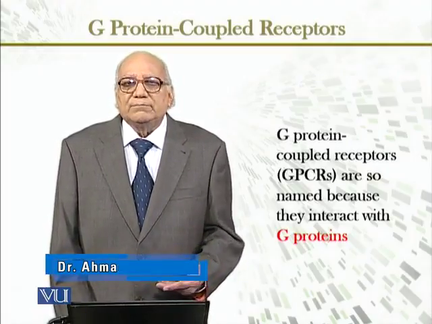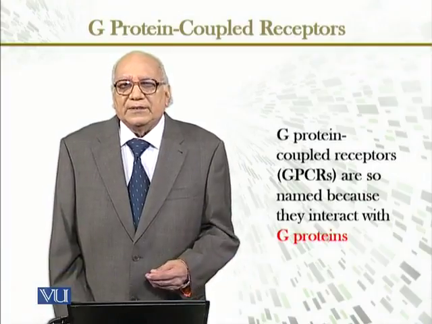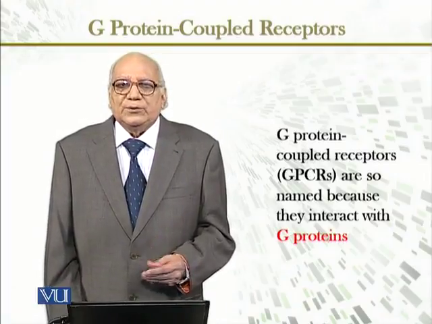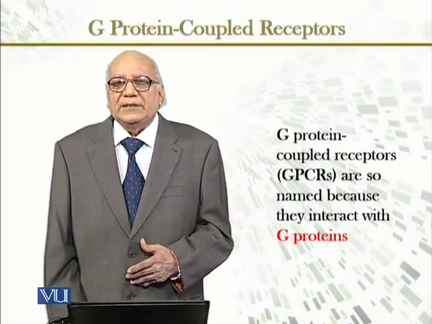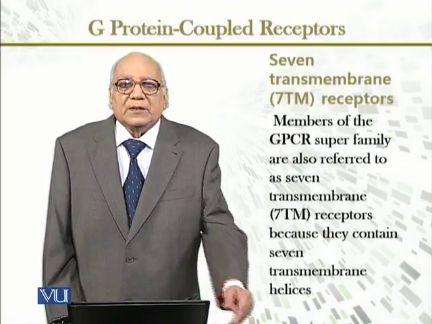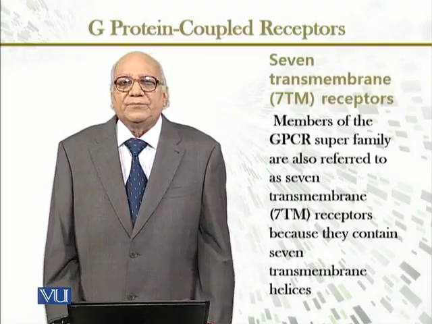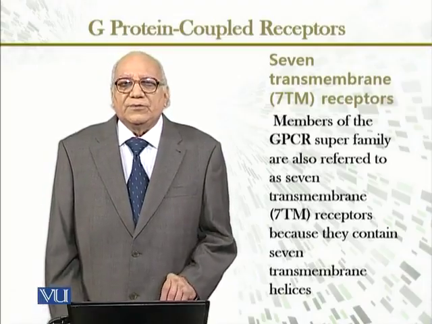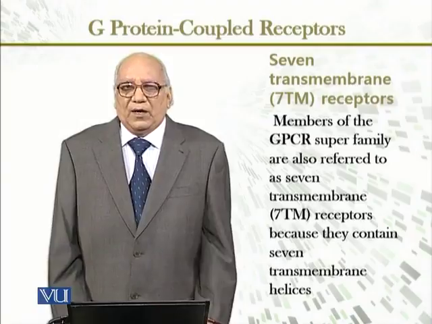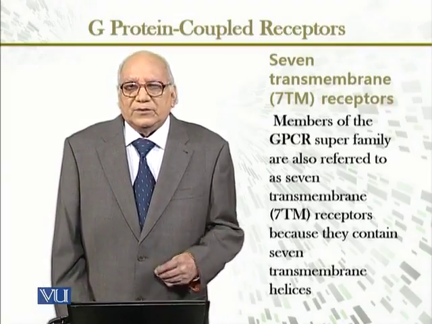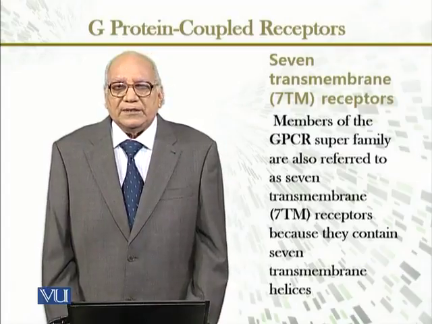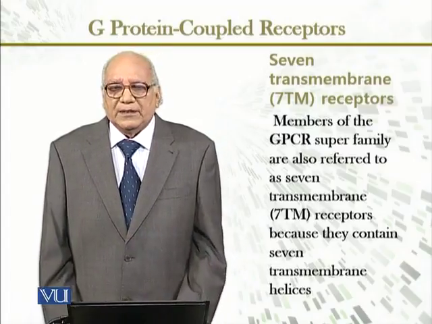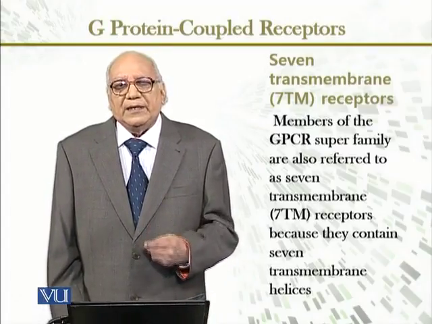This definition is very simple, because these receptors act with G proteins, so they are known as G protein coupled receptors. Now there are 7 transmembrane receptors, which are G protein receptors, and the members of the GPCR superfamily are also referred to as 7TM receptors because they contain 7 transmembrane helices.